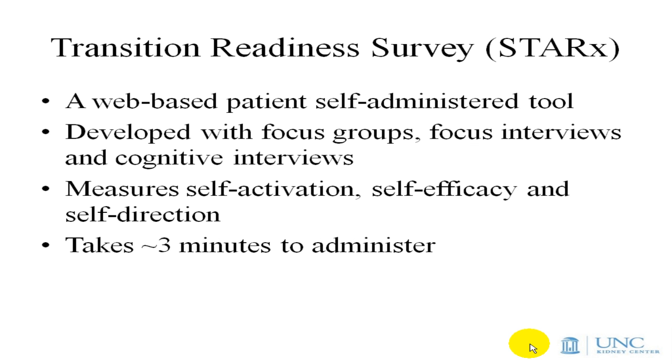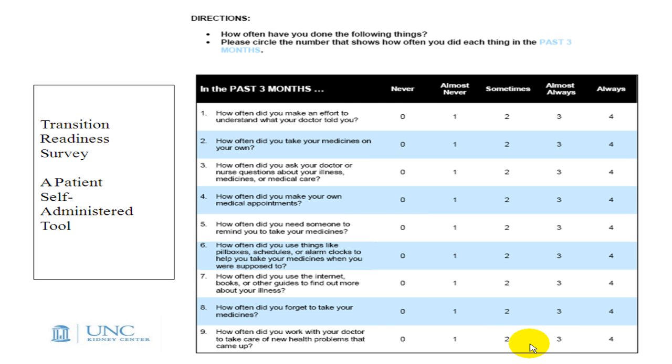Now, let me move on to the self-reported transition readiness survey, what we call STARx. And this, like the other one, is web-based, but this one is self-administered. A number of questions from this survey match the transition scale questions. It was developed with focus groups, focus interviews, and cognitive interviews, and it measures self-activation, self-efficacy, and self-direction. It takes about 3 minutes to administer. This is what it looks like on the computer.